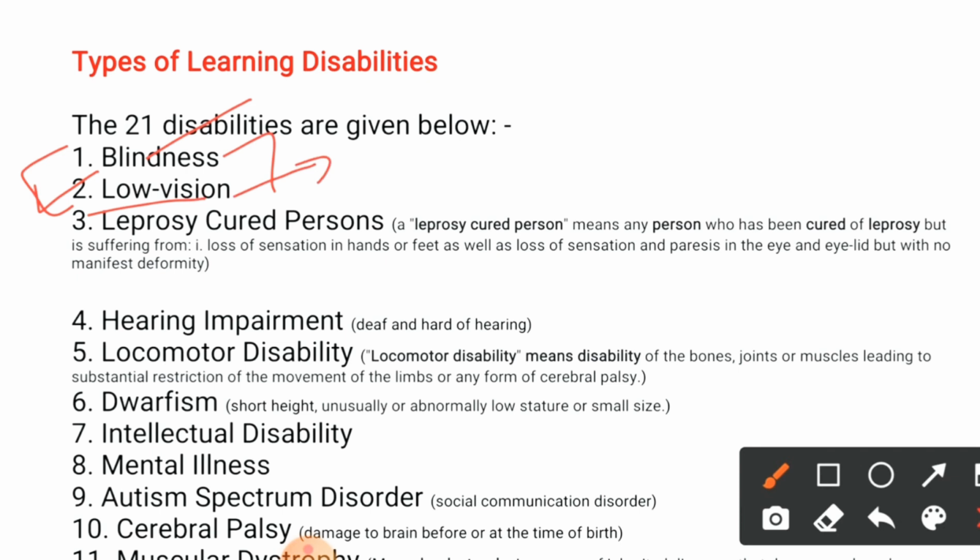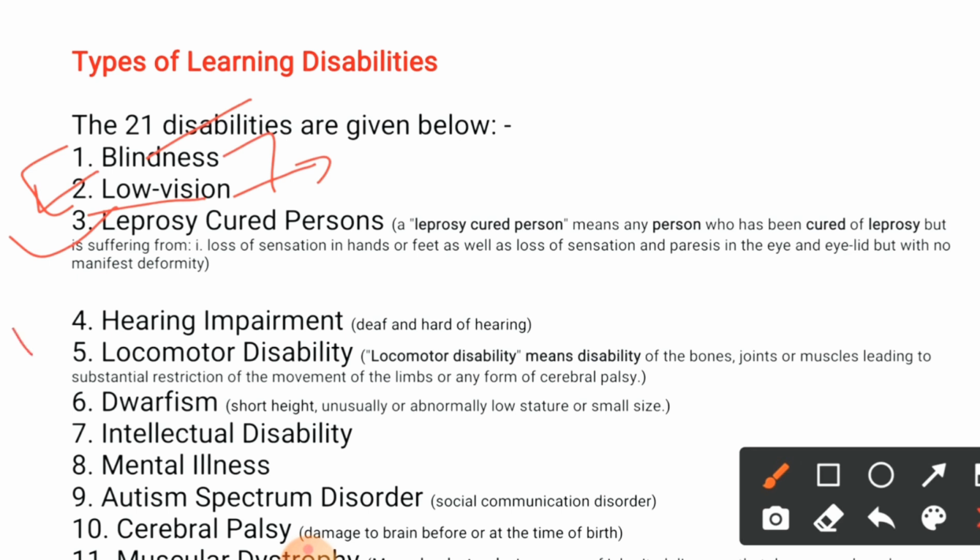Okay, the next disability we have is the leprosy cured person. What is a leprosy cured person? A person who has been cured of leprosy but is still suffering from the loss of sensation in his hands and feet, as well as loss of sensation and paresis in the eye and eyelid, but with no manifest deformity. The person finds numbness especially in his hands and legs. That is called a leprosy cured person.